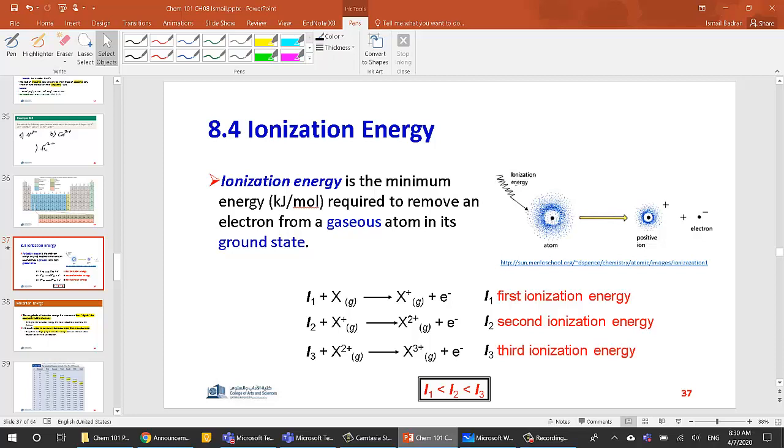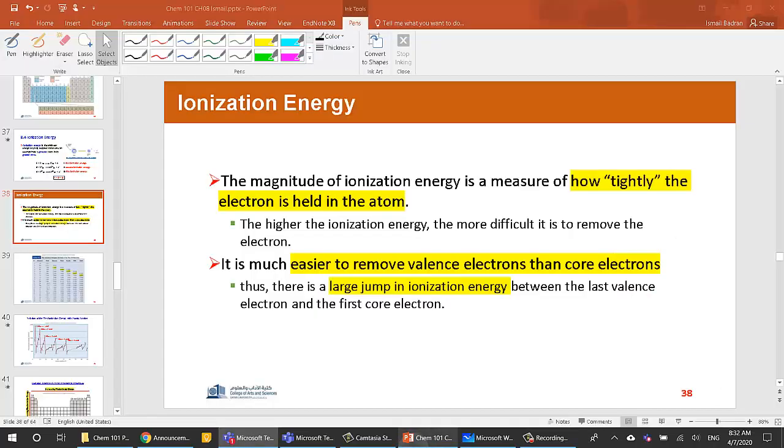You can take one more electron, but that will require a lot of energy, and that's called the second ionization energy. And you can continue on. And generally speaking, I3 is much higher than I2 and much higher than I1. In fact, I made a mistake. The ionization energy does decrease as you go down because the size increases, and therefore it's easier to remove electrons. And as you go from left to right, the size decreases, and therefore it's more difficult to remove electrons.